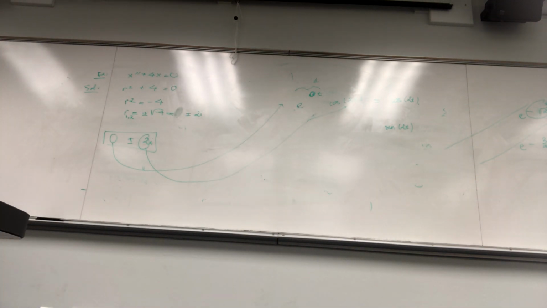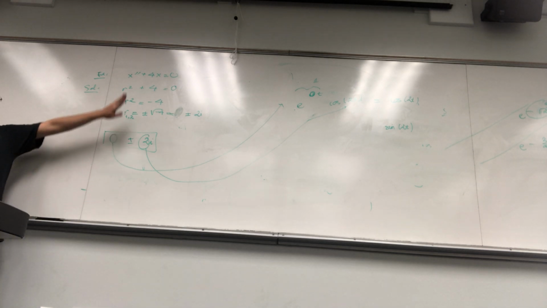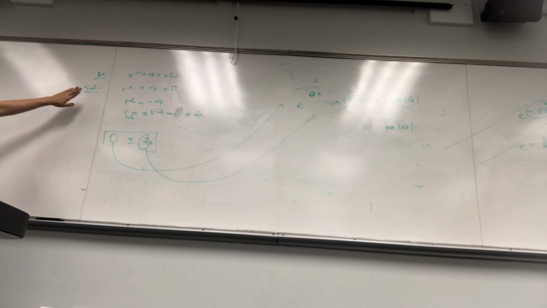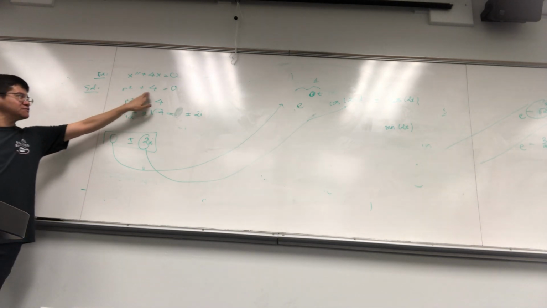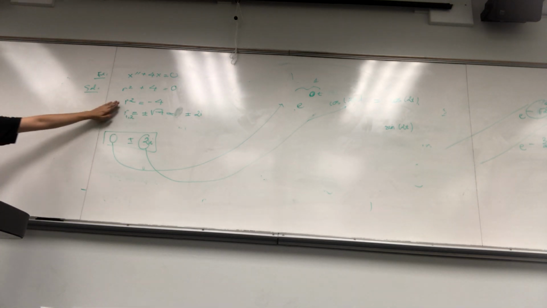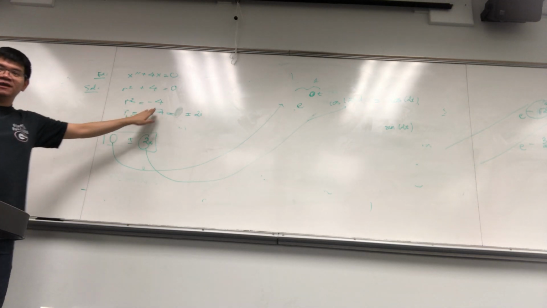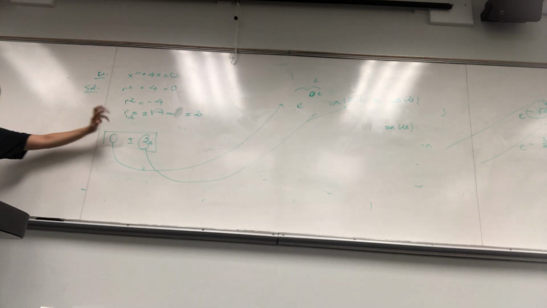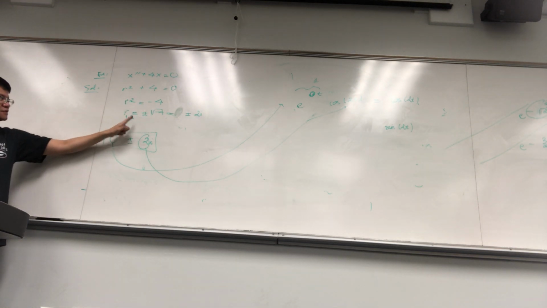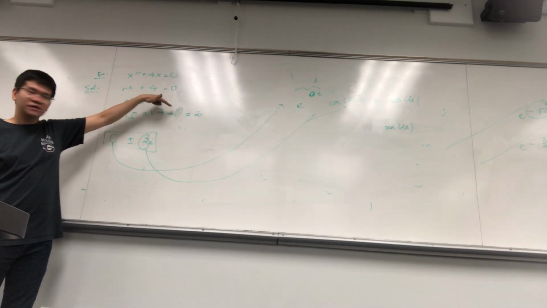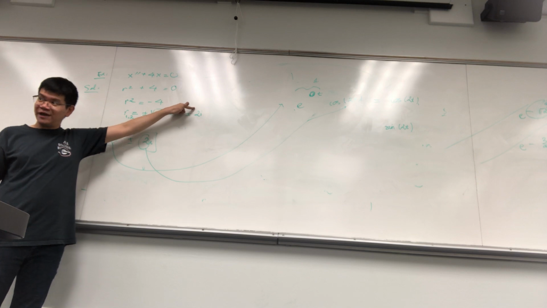I'll explain again. In this case, you have x double prime plus 4x is 0. The characteristic equation would be r squared plus 4 is equal to 0. Right? Which means that r squared is minus 4. You don't have to use the delta function because this case is so simple. So r1, 2 will be plus or minus square root of minus 4. So this is plus or minus 2i.